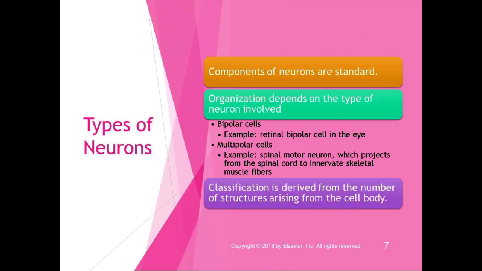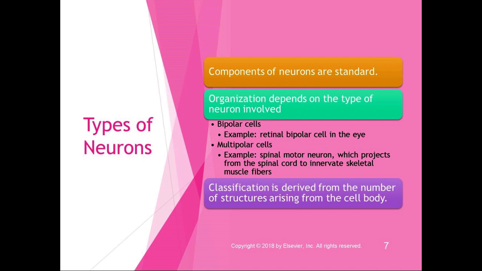So even though the components of neurons are standard, they're organized different ways depending on the type of neuron involved and what it needs to do. So there are several different types of neurons, and we're going to talk about sort of the major ones.